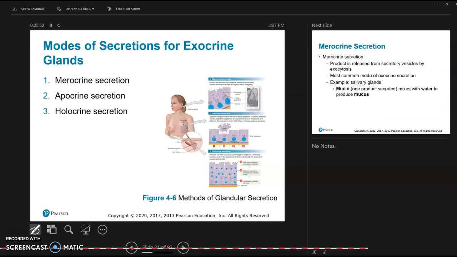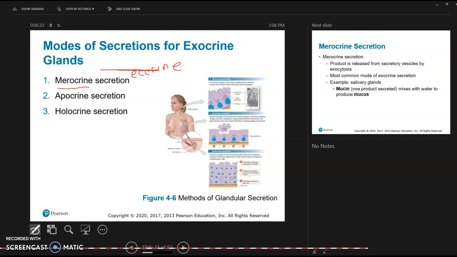Now, looking at exocrine glands, there's 3 types of secretion there, and this all depends on the damage that is done to the cell that is secreting the product. So in a merocrine secretion, and sometimes you'll see this as eccrine, I want you to be familiar with both terms. Sorry, that's a C. Eccrine. Okay, sorry it's so messy, but it's eccrine. Eccrine and merocrine are the same thing.